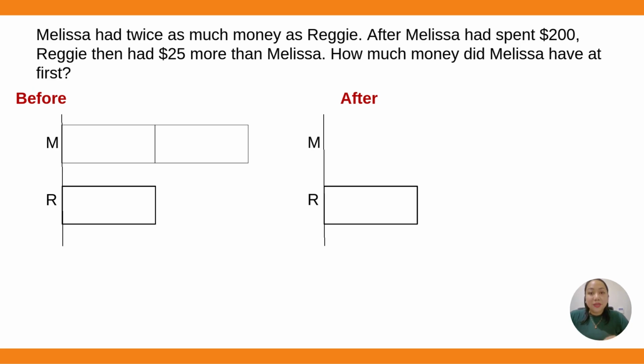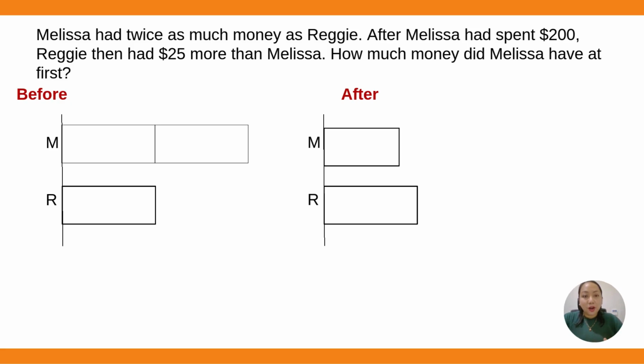In the problem, there was only a change in Melissa's amount of money because it was Melissa who spent $200. Reggie didn't spend any amount, so Reggie's money will still be the same. So that one unit that we have in the before, we also have to draw in the after model for Reggie's money.